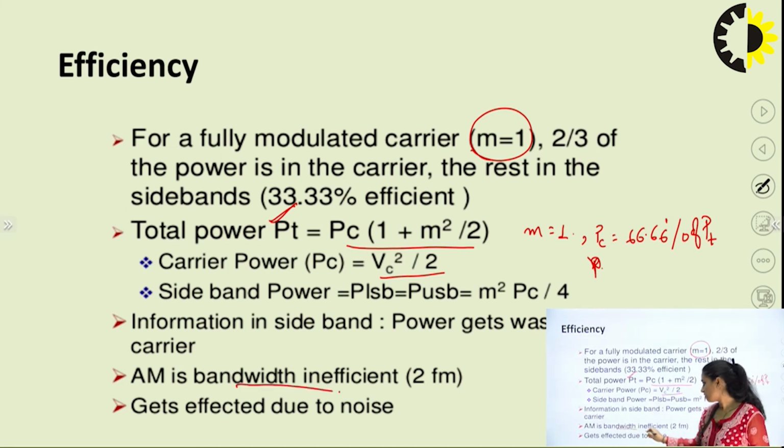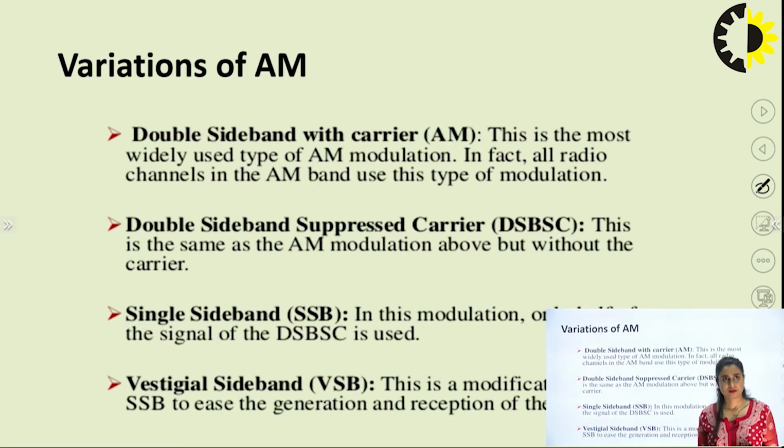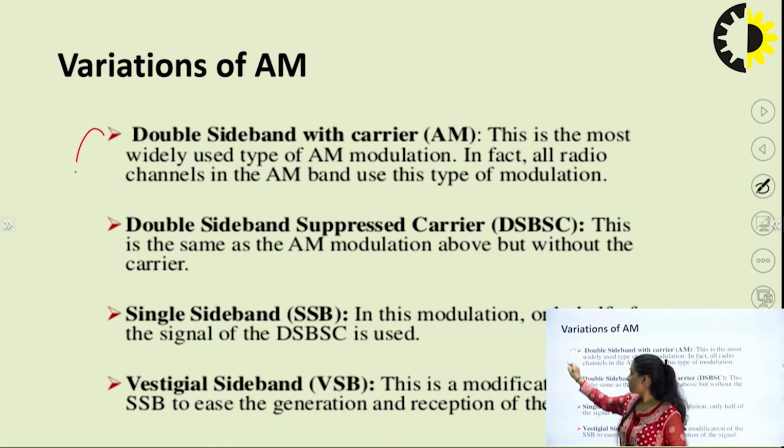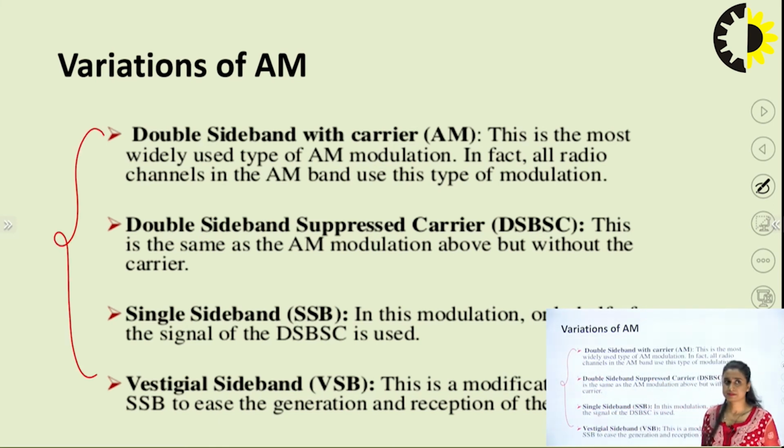So one drawback of AM is that it is bandwidth inefficient and gets affected by noise, because information is contained within the amplitude and there is a higher probability that noise will affect the amplitude or envelope part. So these are the variations of AM. If I want to save my power, I will go to double sideband suppressed carrier.